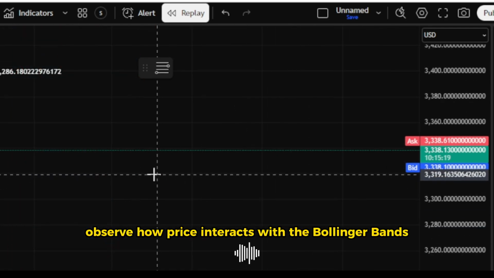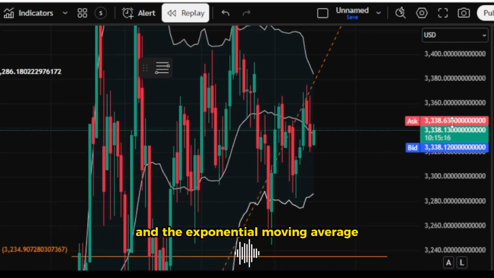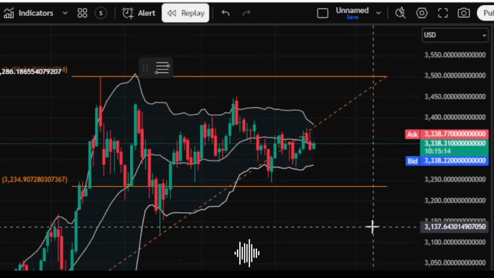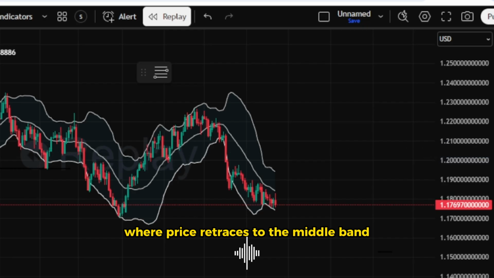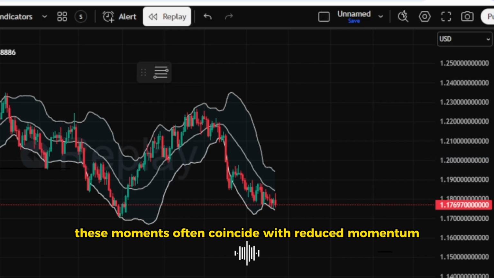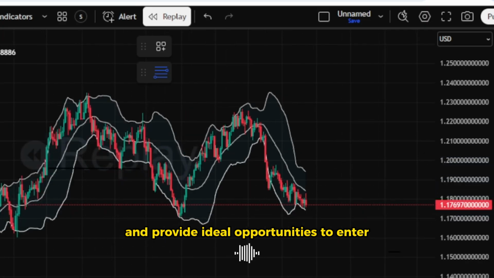Second, observe how price interacts with the Bollinger Bands and the exponential moving average. In an uptrend, look for pullbacks where price retraces to the middle band without breaching the lower band. These moments often coincide with reduced momentum and provide ideal opportunities to enter in the direction of the dominant trend.